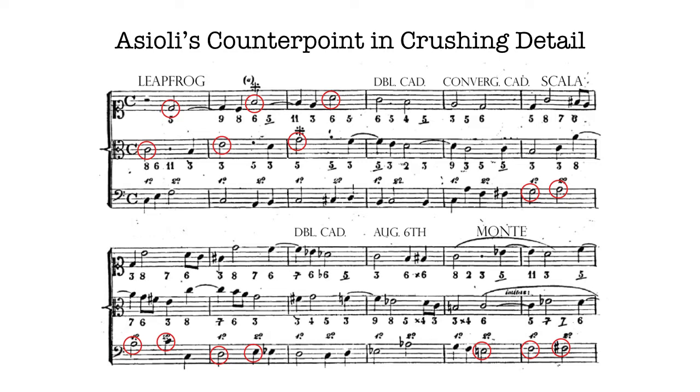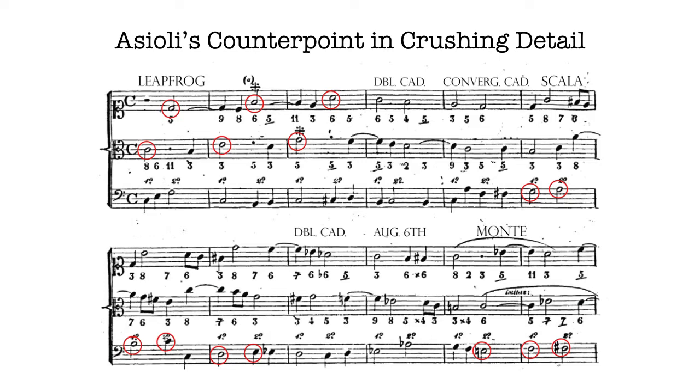It's not exactly Asioli's fault. This is from a posthumous edition. In other words, his students put together some of his assignments and published them as a book after he died. They over-determine everything. In other words, there are two series of numbers between the staves, one for the intervals between the bass and the soprano, and one between the bass and the alto. It's just too much detail.